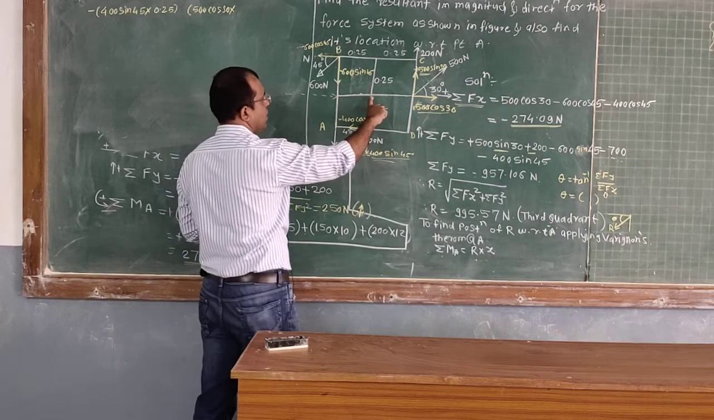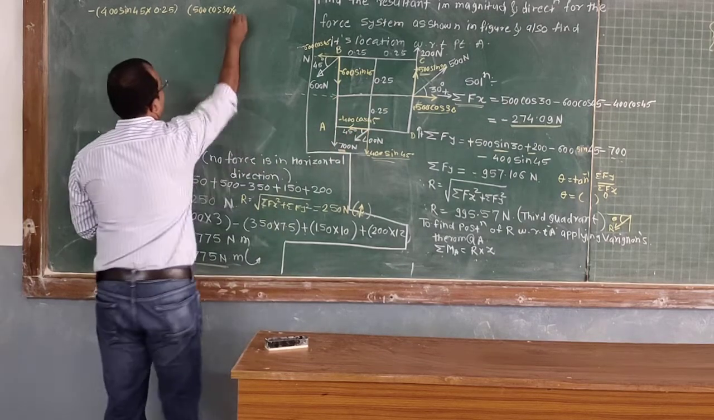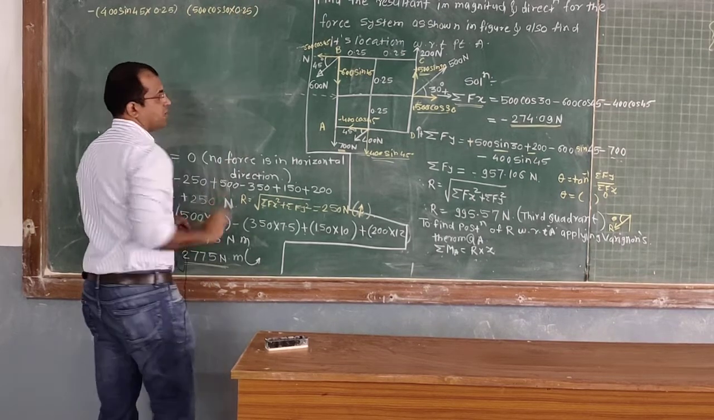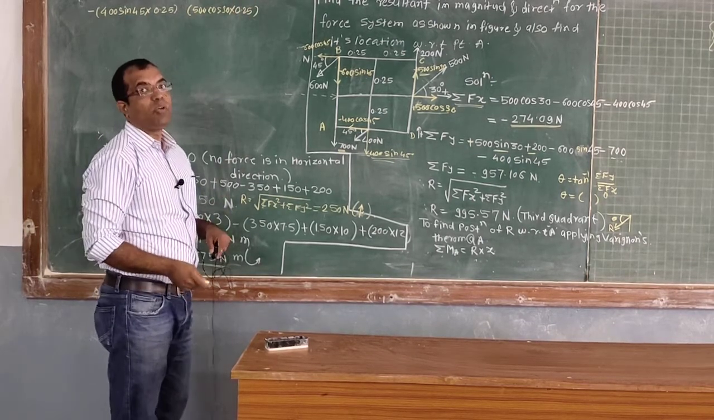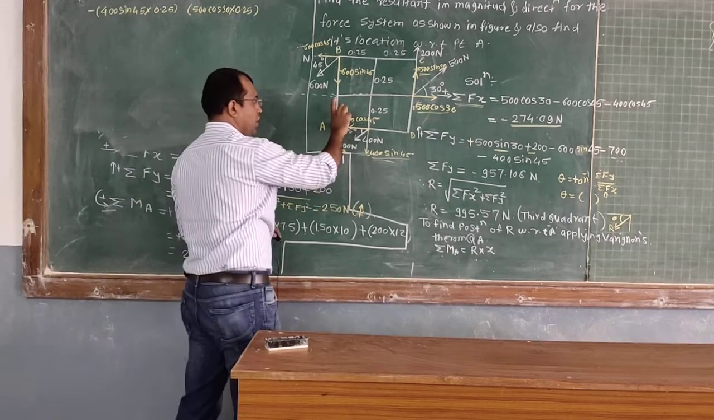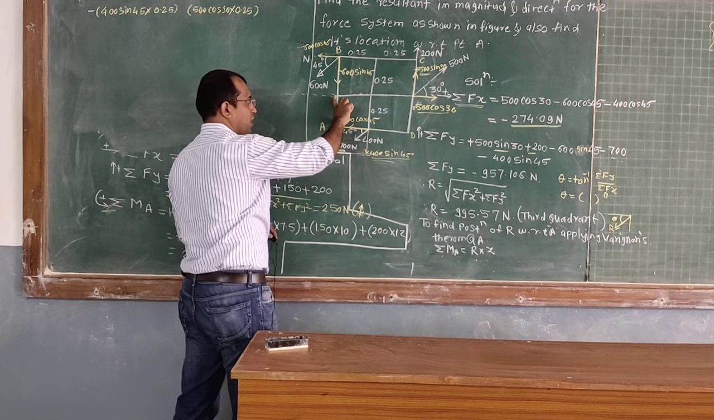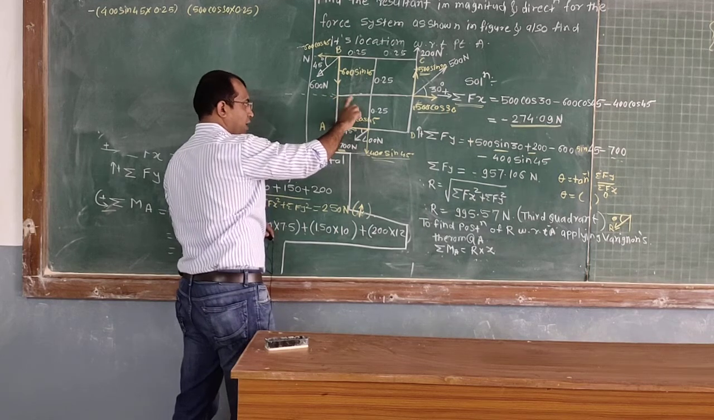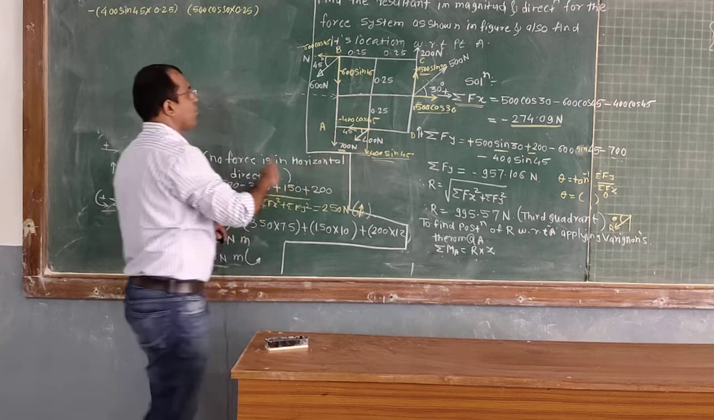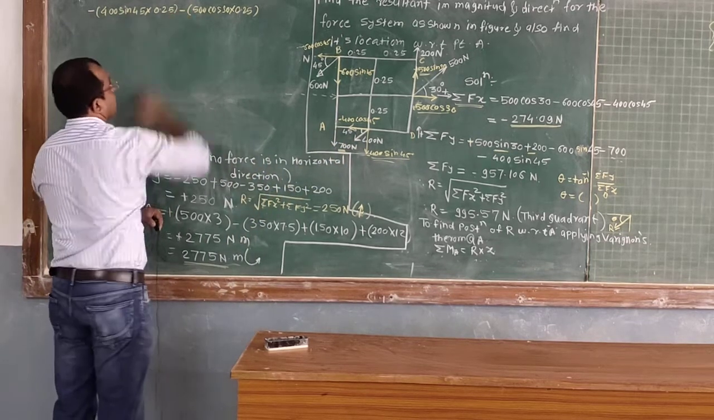What is this distance? It is 0.25. Now force into perpendicular distance. Next step is to find its direction of moment. So here this is the force, and if we try to move this part in clockwise sense, it will create the moment in clockwise sense. Therefore clockwise is minus.